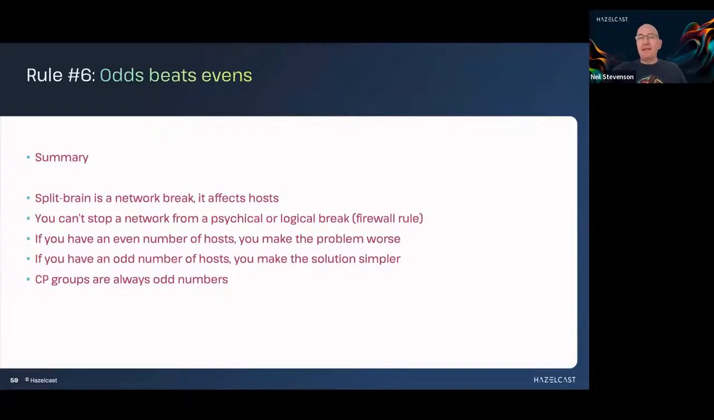So split brain is a networking thing that affects hosts, and you can't stop it. And if you've got an even number of machines, you've made it worse for yourself. And if absolute consistency is a thing, that's maybe when CP is your solution. So it will run an odd number of CP processes, even though you may have an even number of machines.